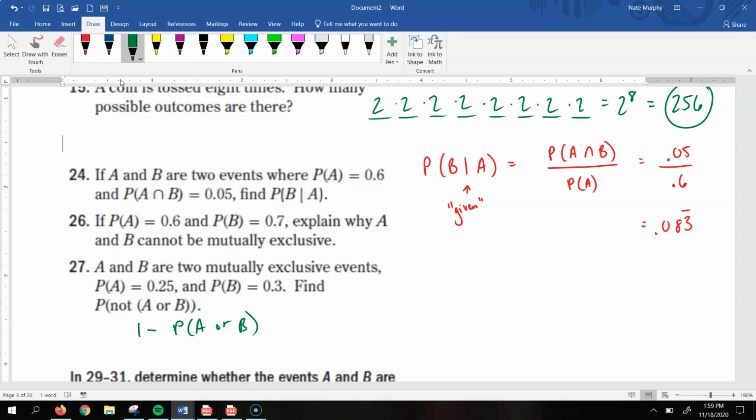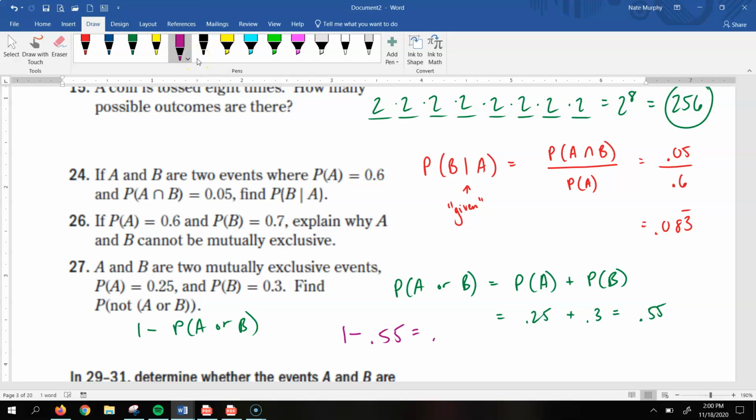So the first thing I have to figure out is the probability of A or B. The fact that they told us they are mutually exclusive means there's no overlap. So to find the probability of A or B, I just add these two together. There's no intersection to subtract. 0.25 plus 0.3 gives us 0.55. So the probability of A or B is 0.55. The probability that it's not A or B means we take 1 minus 0.55, which gives you 0.45. So that's how you would do number 27.